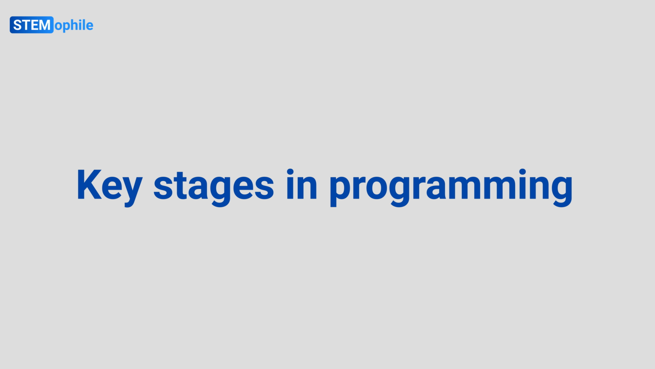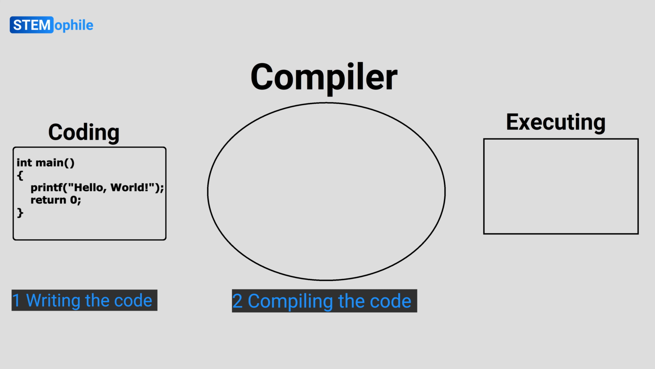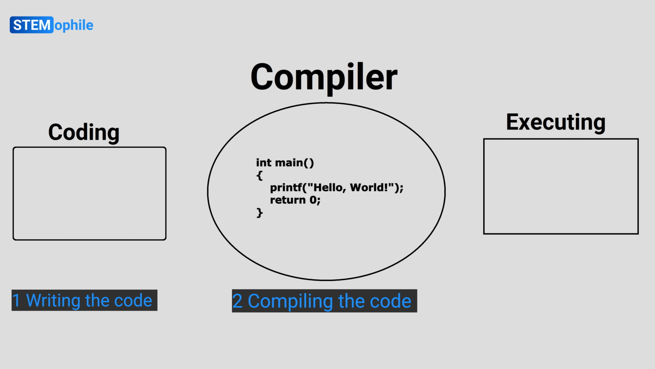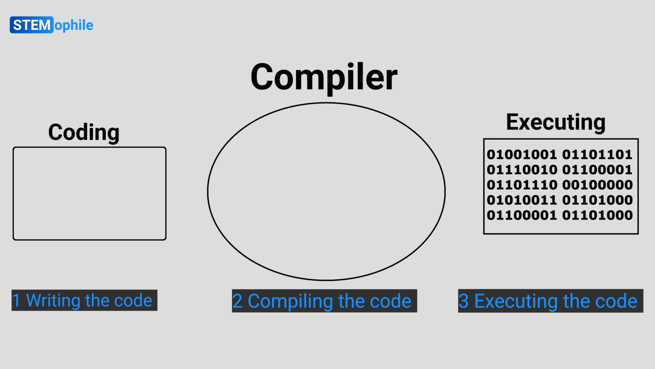There are three main stages in programming. Number 1, writing the code. First, we write the code in a programming language like C. This process is known as programming or coding. Number 2, compiling the code. Next, we use a compiler to translate the code from C into machine code. This step is called compilation. Number 3, executing the code. Finally, once the code has been compiled, it is given to the computer to execute. This step involves the computer performing the instructions specified in the code.